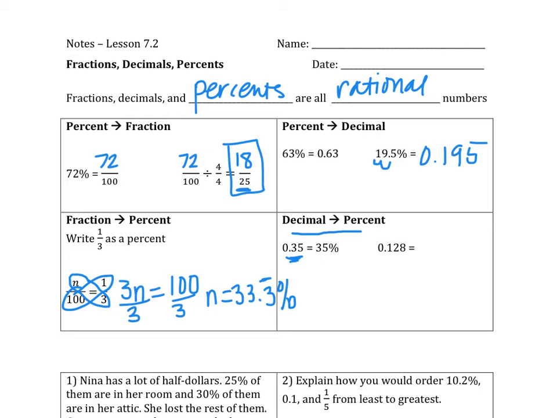If we are doing this number right here, then, let me erase that, then our decimal is here. We're going to move over 2 place values. So it's going to be 12.8%.